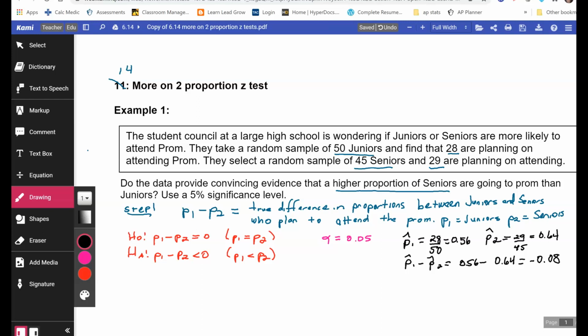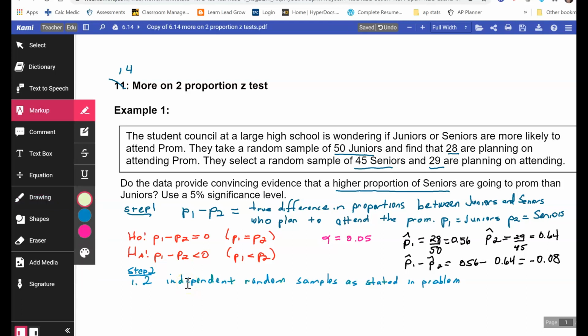We're up to step 2, and that is verifying our conditions. So what is our first condition? Put the video on hold and write it down. If you said 2 independent random samples, you would be absolutely correct.